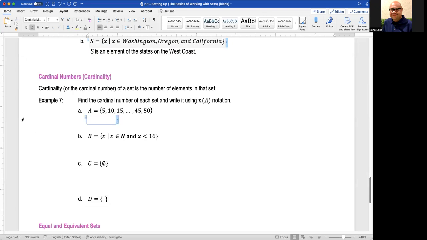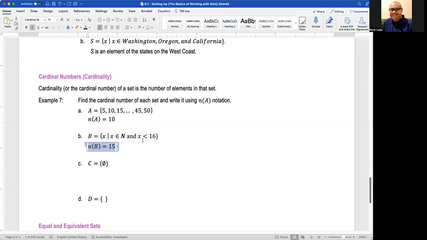Okay. So for example 7a, your cardinality, or the cardinal number for set A is 10. So we have 5, 10, 15, and then here's the ellipses, which give us our pattern. So it's 20, 25, 30, 35, 40. So now we're up to 8, and then we have 45 and 50, which gives us 10. Okay? All right, for part B, our cardinality number is going to be 15.